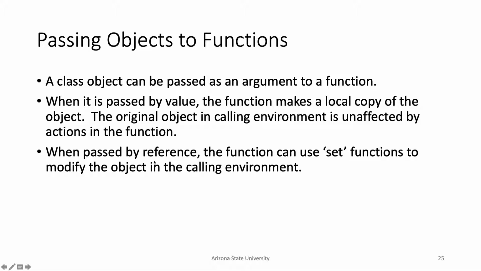Yeah, so when passed by reference, you can use the set functions to modify the object. So if you do it by reference, you're still modifying the original object. So if you call .set radius or whatever, then you're modifying the radius of the original object. So it's exactly the same as before, but now we're working with objects. Nothing new here.